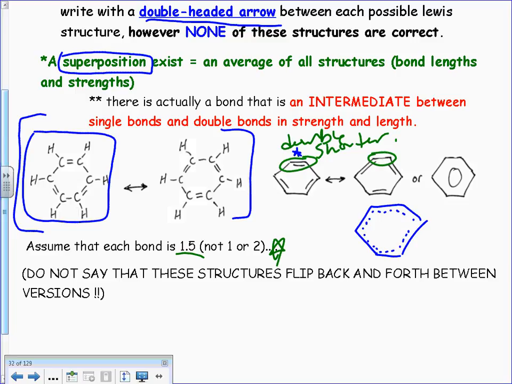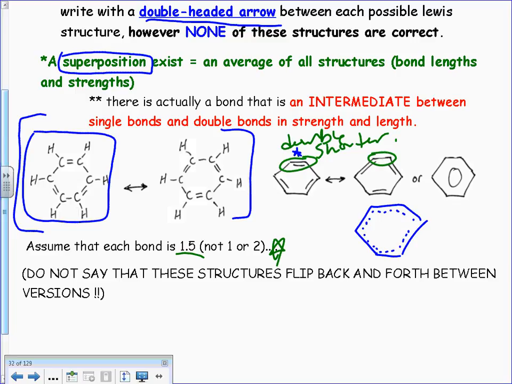So I can have you compare that to something else. Let's say a single bonded creature. And the single bonded creature would be longer and weaker than the 1.5 bond. Okay, so the resonance structure is not an intermediate. It is an intermediate of the bond length and strength, but it's actually a specific model that doesn't look like this or this. It's a mesh.